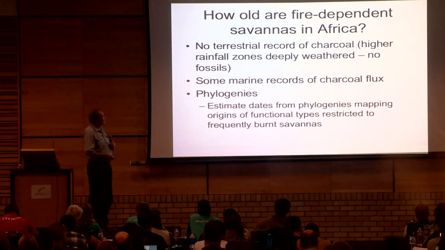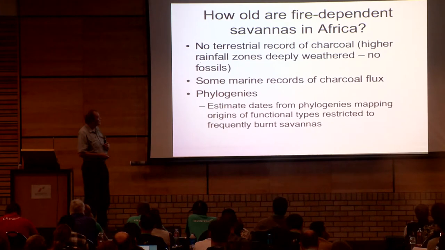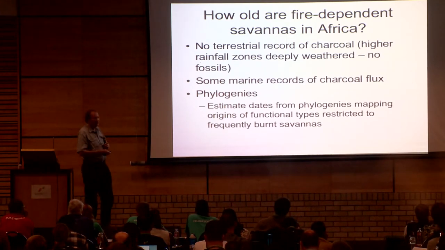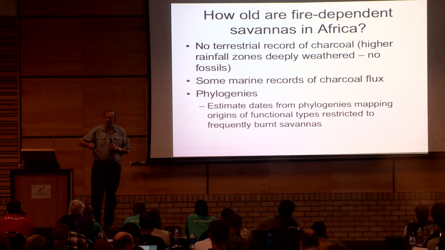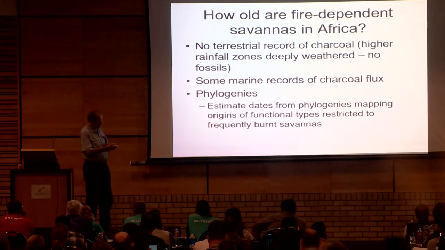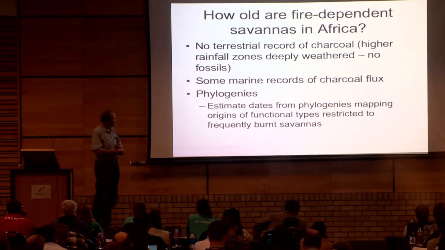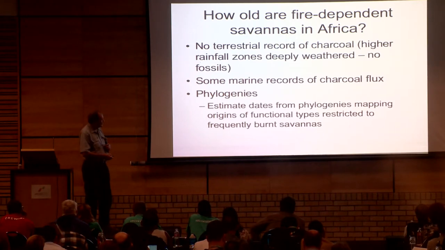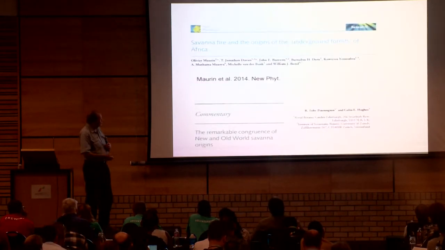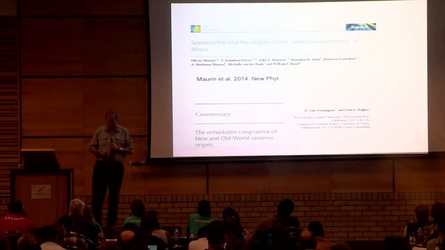So how old are the fire-dependent savannas in Africa? There's no terrestrial record of charcoal in Africa. And it's basically because wherever you have a lot of fire, there's a lot of rain, the soils are deeply weathered, and fossils don't accumulate. So the fossils are highly biased towards the most arid savannas. There's some marine records of charcoal fluxes, but the phylogenies give us a way of trying to estimate dates of the past. So we put together this paper, Savanna Fires and the Origins of the Underground Forests of Africa.